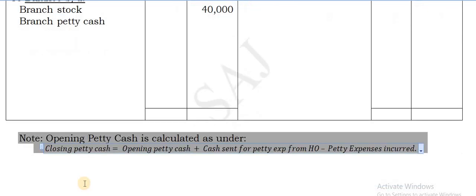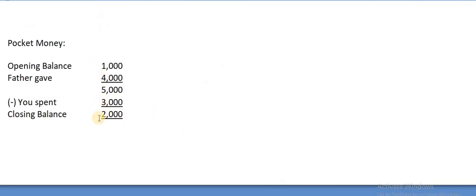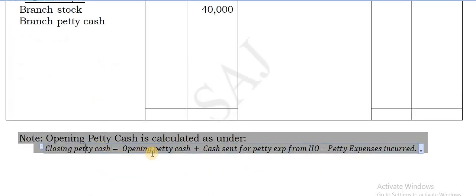So how do you normally get the closing petty cash? Opening petty cash plus cash sent for petty expenses from the head office minus the petty expenses incurred. This is a regular formula. How do you get the closing value? Opening balance plus whatever the amount received minus the amount spent. Okay, that's the formula to adopt. Opening value plus the cash received minus spent, that is the expenditure made.